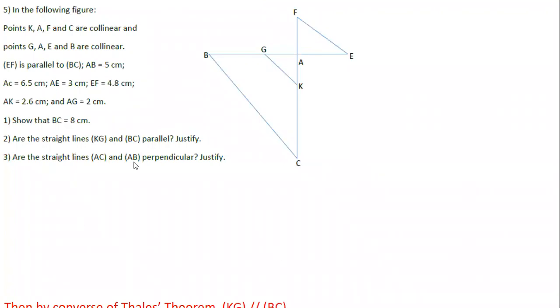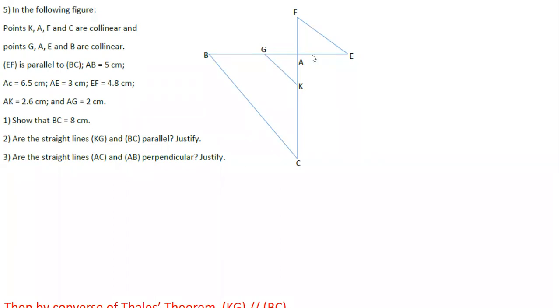Let's look at exercise number 5. We are given a figure. In the following figure, the points K, A, F, and C are collinear. What do we mean by collinear? They are on the same straight line. Also, the points G, A, E, B are collinear. So these 4 points are collinear and these 4 points are collinear.